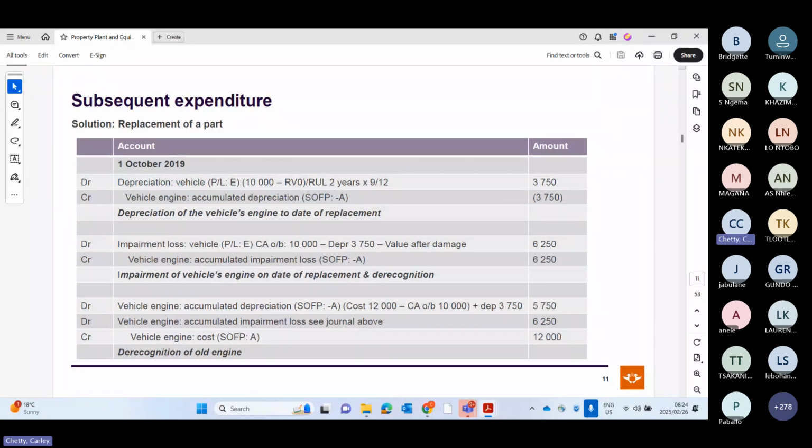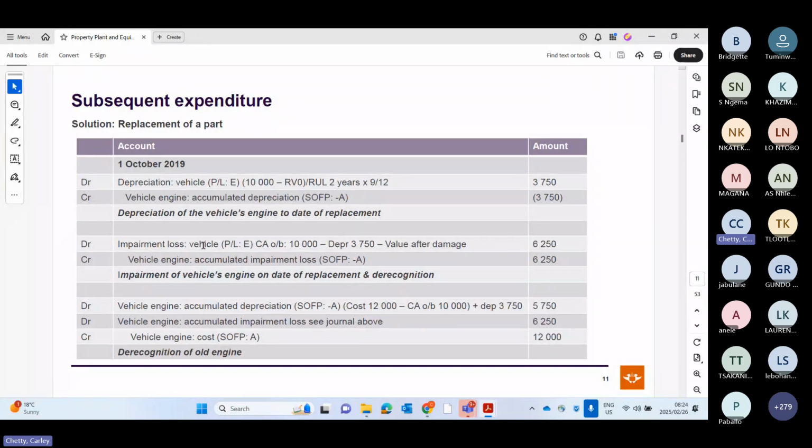Then at the date of replacement, we need to work out the value of the old engine, and we're going to scrap it. So we need to process an impairment loss. Well, we need to test for impairment. Because it's being scrapped, it's likely that it's damaged in some way, and an impairment needs to be processed.